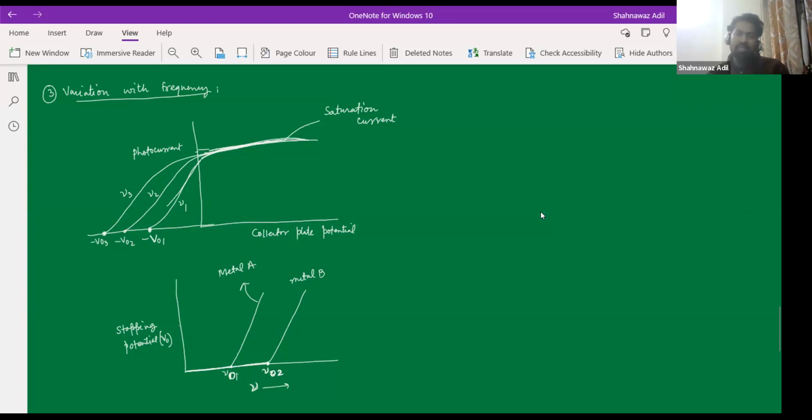So in three steps we have done our observation. First step was that intensity was varied, frequency and potential were fixed. In the second step, we kept the frequency fixed, we varied intensity and potential. In the third step, we kept the intensity same, we varied the potential and the frequency. So these are the three things we have done.